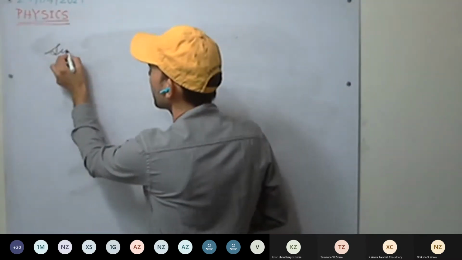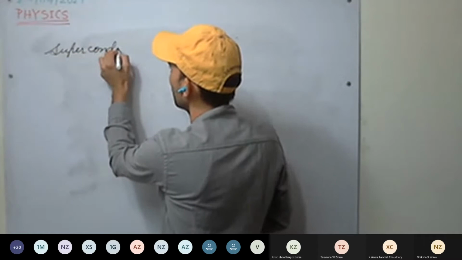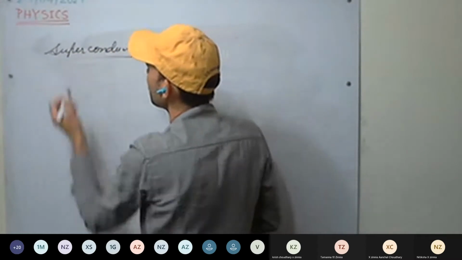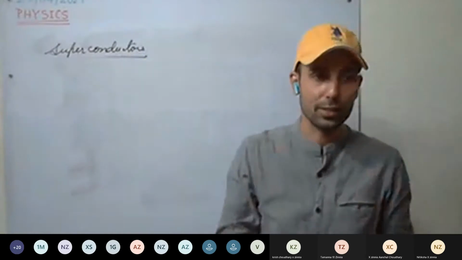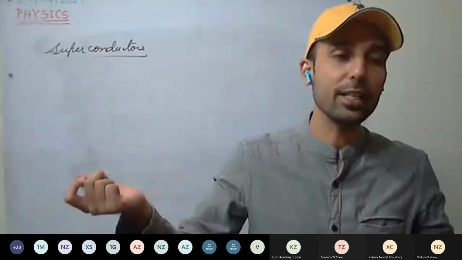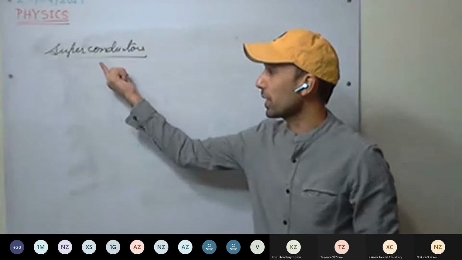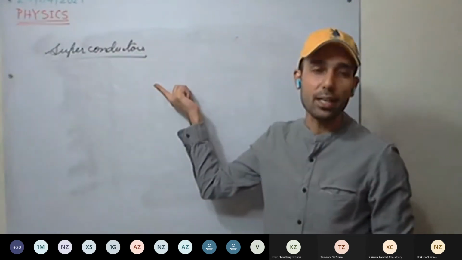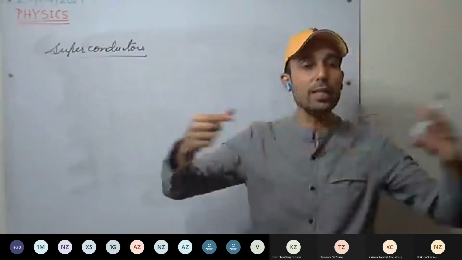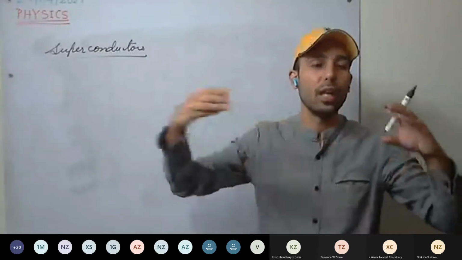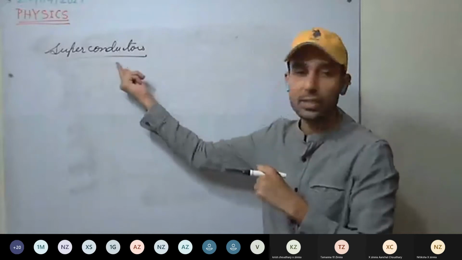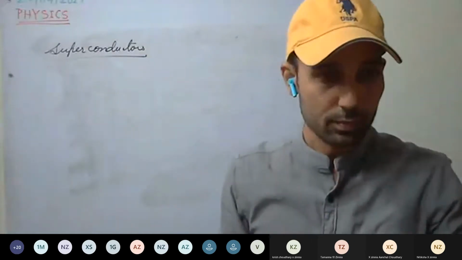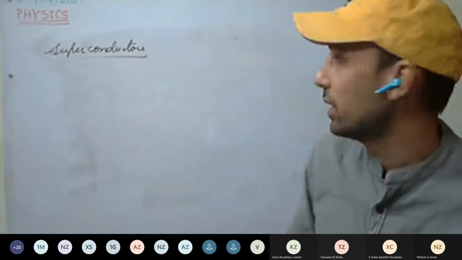Okay. Now we discuss superconductors. As the word suggests, superconductors means conductors which are super, which can conduct without any resistance. So superconductors have negligible resistance. That means current flows without any resistance. That is, the resistance of such conductors should be zero.